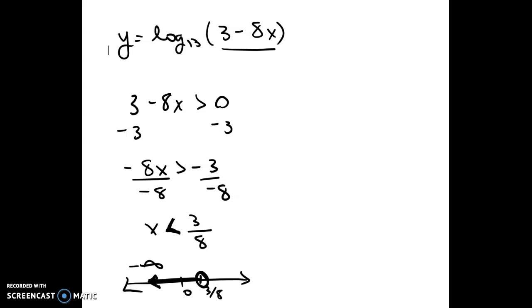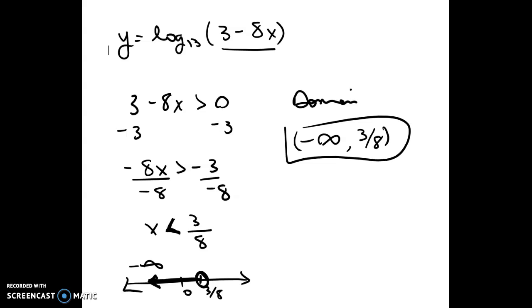Okay, so our domain is going to be negative infinity, and we need parentheses because we're talking about infinity there, all the way up to 3 over 8, and because we don't have that equal sign underneath, this is also going to be parentheses. So that is your final answer.